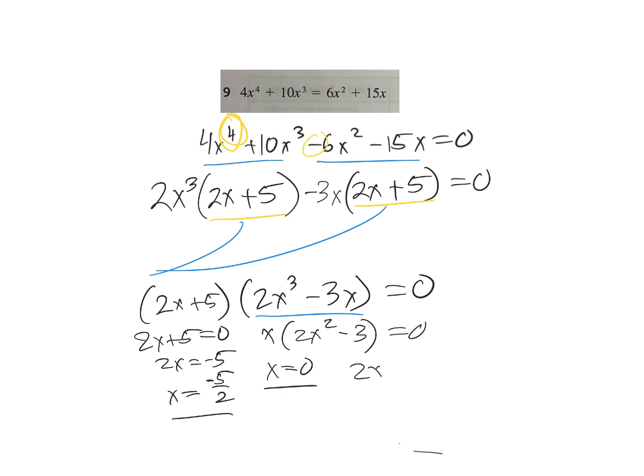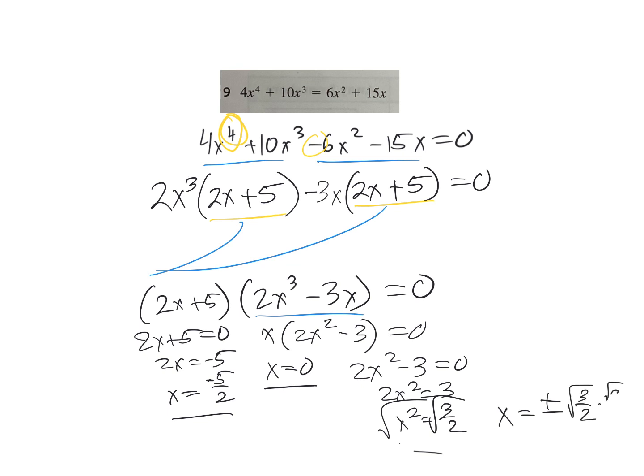And now we have 2x squared minus 3 equals 0. So add 3, divide off the 2, and when you take the square root, it gives you a positive and a negative. Square root of 3 over 2, which you need to rationalize. Do it. Stop complaining about it. That's the square root of 6 over 2. Okay, so there's your 4 answers. There's 1, 2, 3, and 4.